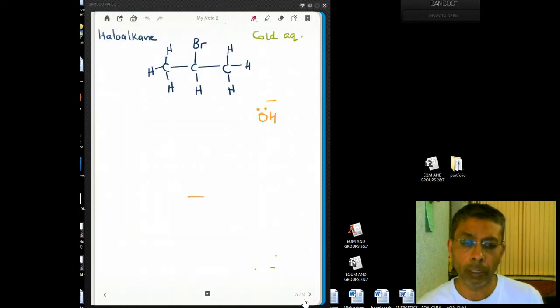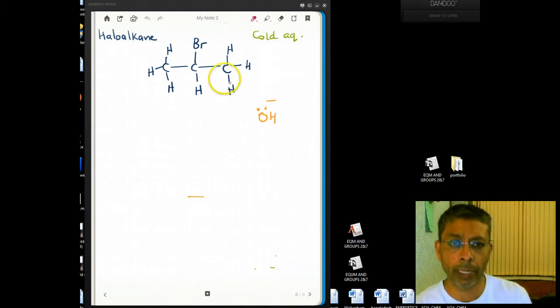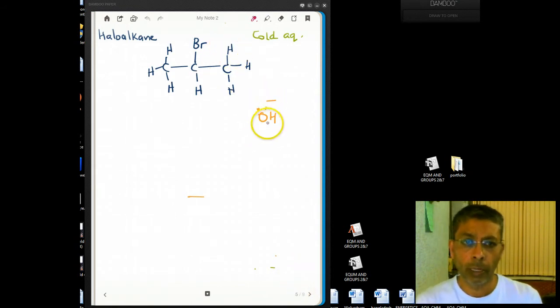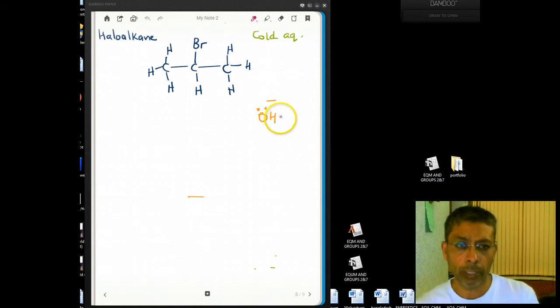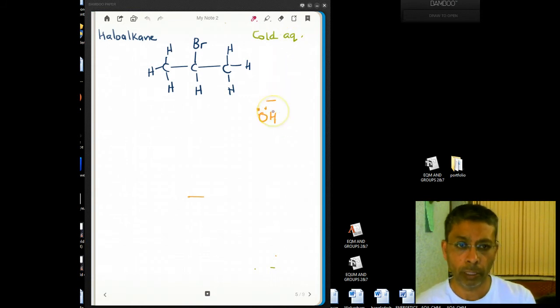Okay, right, let's go to the next part then. Those are the mechanisms for alkenes. Let's now go on to the mechanisms for haloalkanes. Start off with adding sodium hydroxide. So it's the hydroxide part which attacks the haloalkane. Okay, now the conditions are important. Cold aqueous conditions and sodium hydroxide will produce this kind of mechanism.